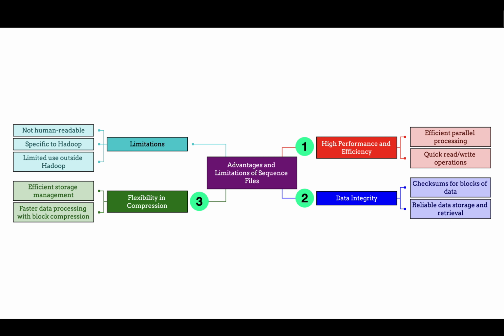3. Flexibility and compression. They offer flexibility and compression options, allowing for efficient storage management and faster data processing when using block compression. 4. Limitations. Sequence files are not human readable, making debugging difficult. Also, they are specific to Hadoop, limiting their use in non-Hadoop environments.